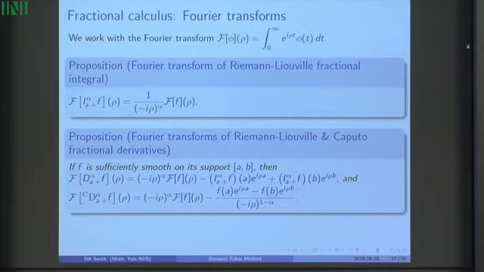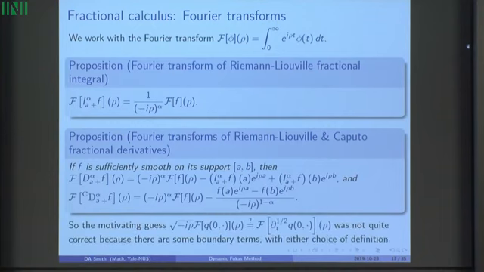Okay. So, a whirlwind tour of the things we need from fractional calculus. We've learned that our motivating guess, that maybe this thing is this thing for some definition, was not quite right. There's going to be some boundary terms in there. But it was not a disaster, right? At least we got the square root of minus i rho in there.